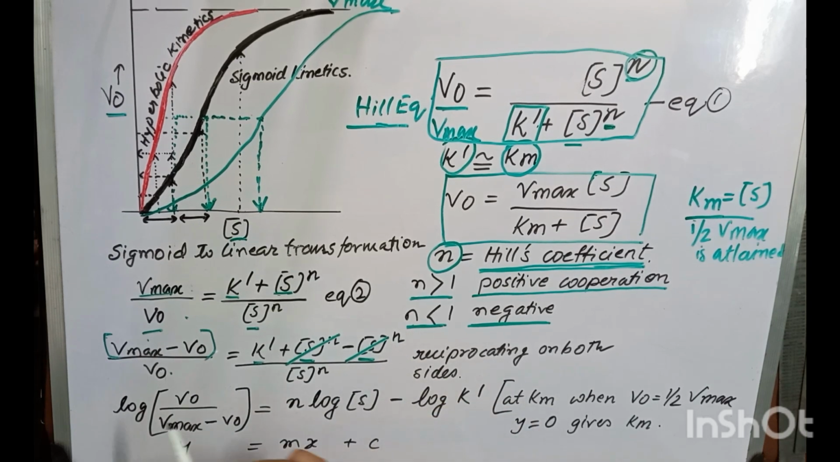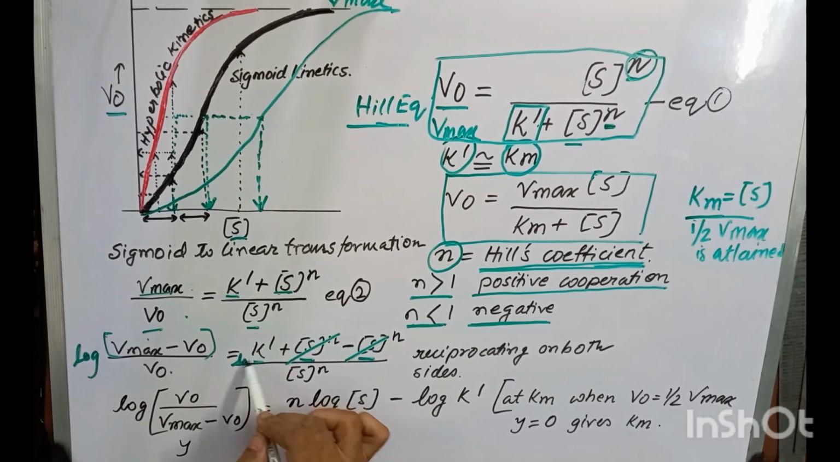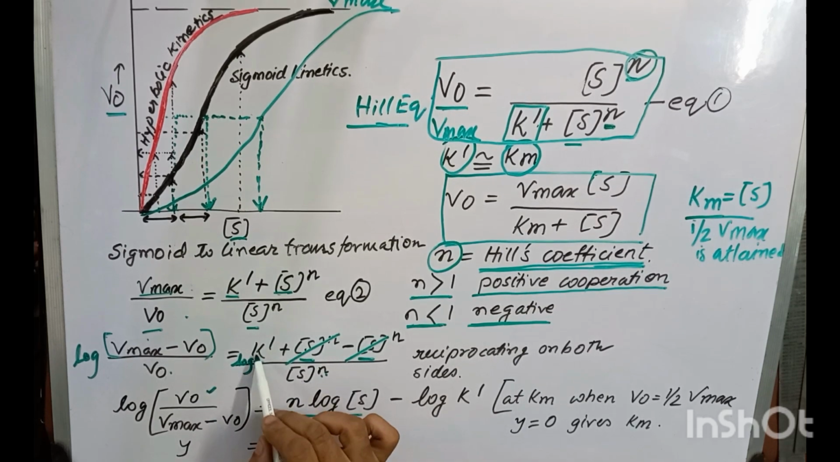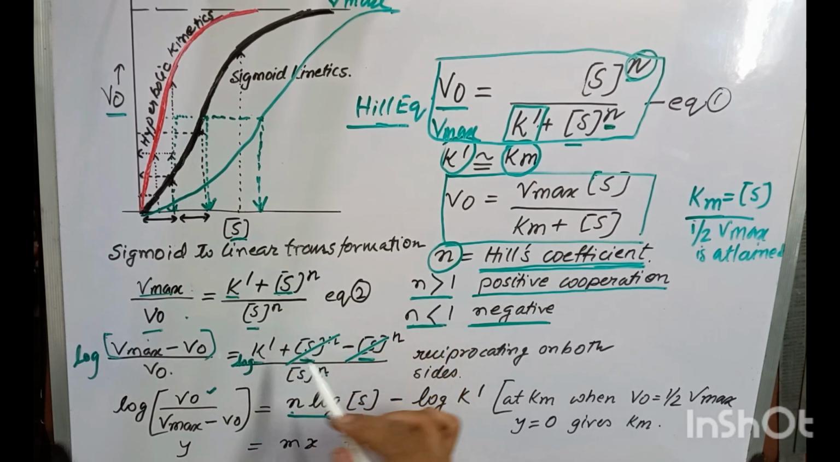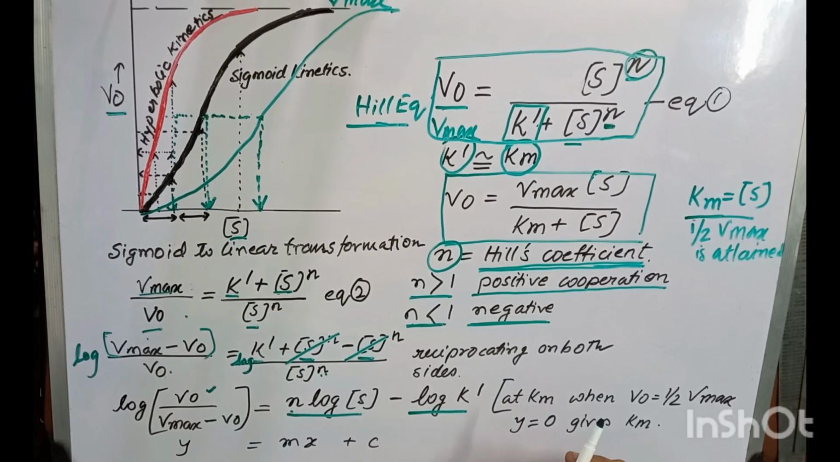So now if we take log on both sides, it becomes log of V0 by Vmax minus V0, after inversing the equation, equal to n log s. n comes forward, n log s minus log k prime, because this reaction has reversed, so the analog is below.